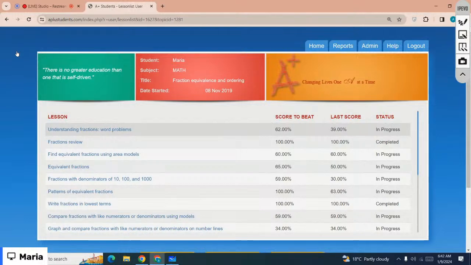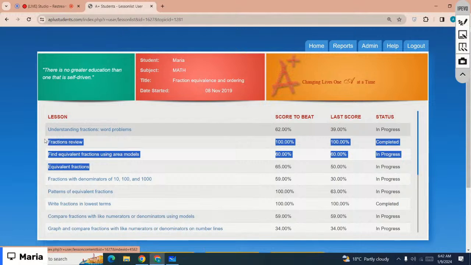The chapter we're working on is fraction equivalence and ordering, and the lessons we have covered today are understanding fractions, word problems, fractions review, finding equivalent fractions using the area model, and the one we just finished is equivalent fractions, right? So please make sure before the next session you complete all the practice questions for the lessons we did today. That is your homework until the next session, right?